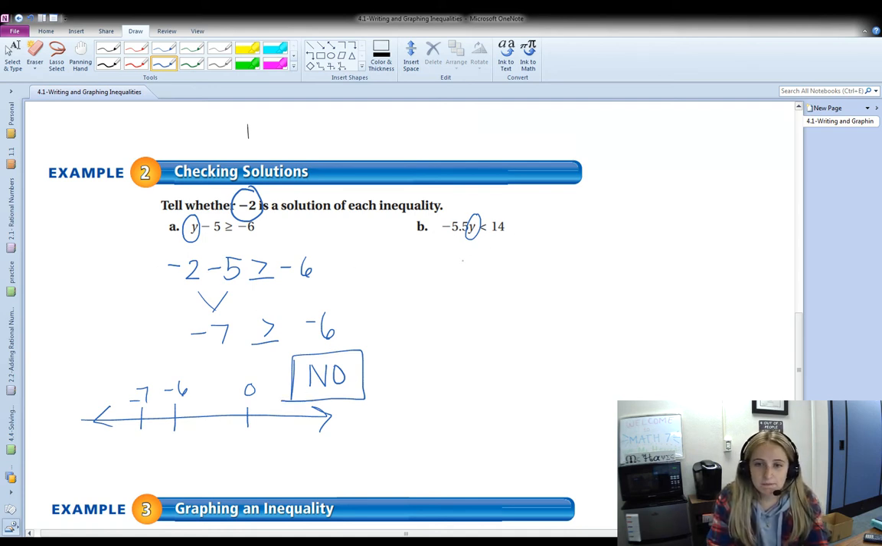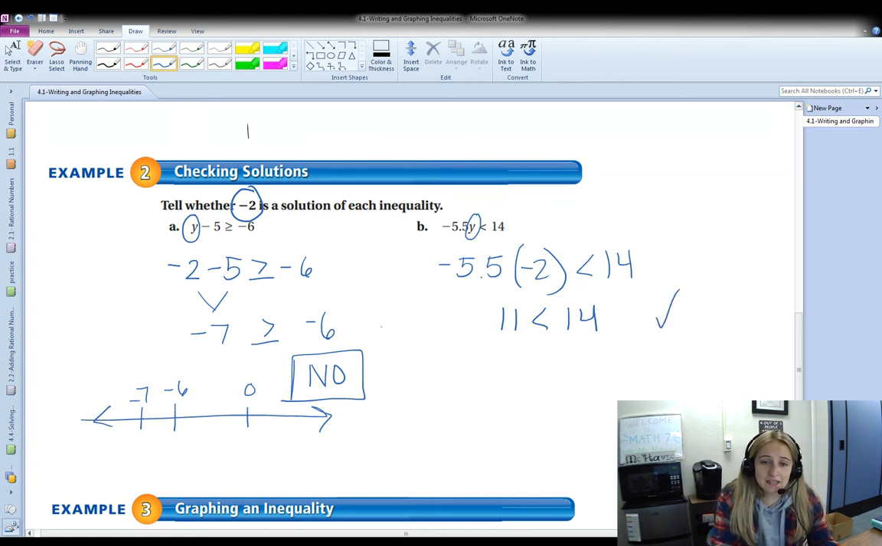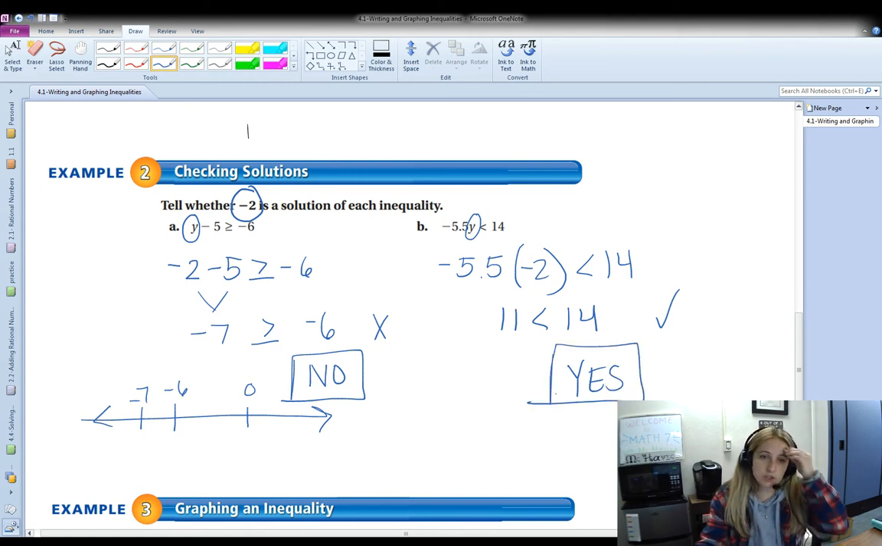Now let's try B. So again, we literally just plug in for that variable. Don't forget your parentheses if the variable's next to the number. So we're going to plug in -2 is less than 14. I'm going to take my calculator because remember you can use calculators. -5.5 times -2 is going to give me a positive 11, okay? And a positive 11 is less than 14. Is 11 less than 14? Yeah, I would agree. So I would say yes, that is a solution. -2 is a solution to that solution set.